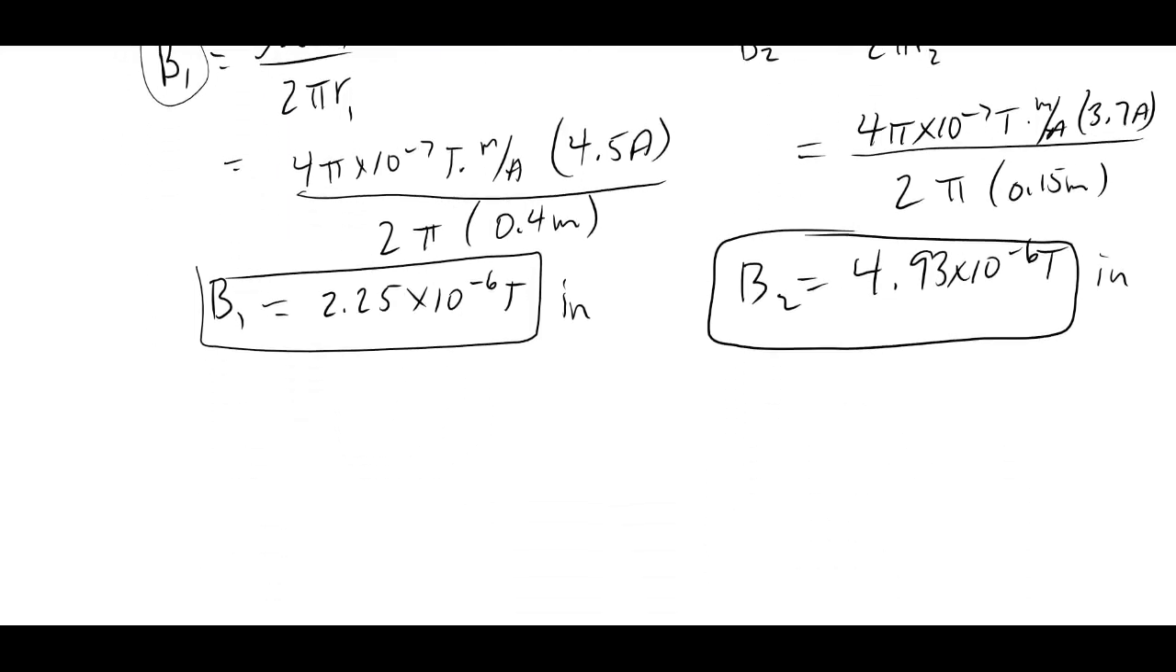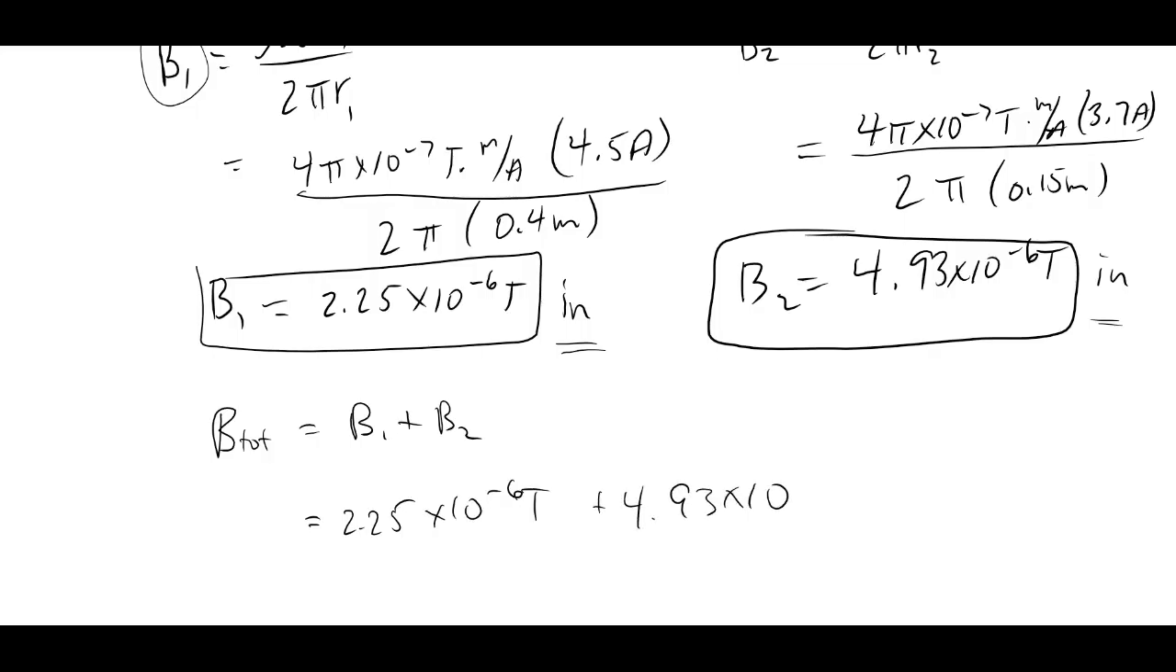Since they're both pointing in, when I want to add vectors, since their directions are the same, remember when vectors point in the same direction, I simply just add them. So if I want to find B total, the total magnetic field, it would technically be B1 plus B2, and since they have the same direction, it's simply 2.25 times 10 to the negative 6 Teslas plus 4.93 times 10 to the negative 6 Teslas. When we add those together, we should get 7.18 times 10 to the negative 6 Tesla. So that's the entire magnetic field at that location.